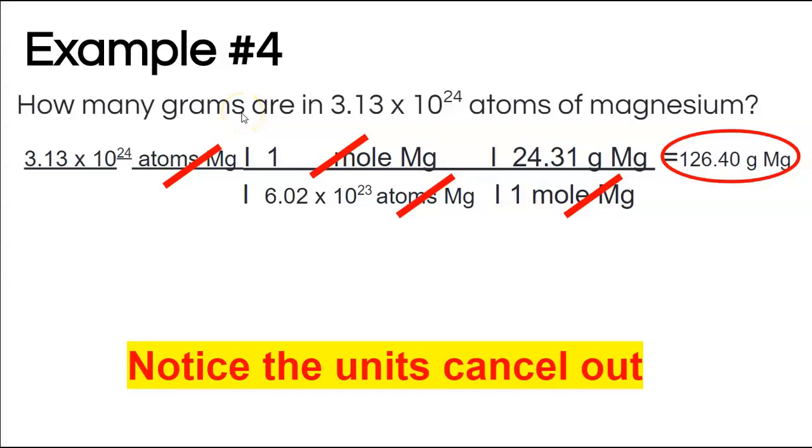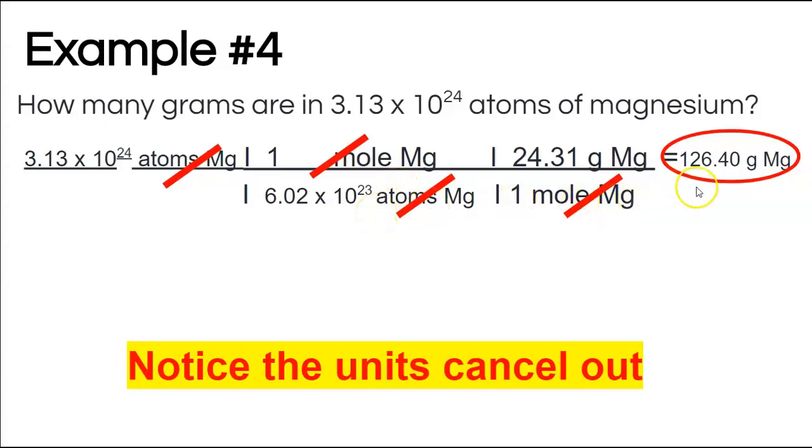Grab your calculator, open a set of parentheses, 3.13, second function EE 24, times 24.31, close your parentheses, divided by, this set of parentheses is essential. Open a set of parentheses on the bottom. Then 6.02 times 10, or second function EE 23, close the parentheses, now hit equals.